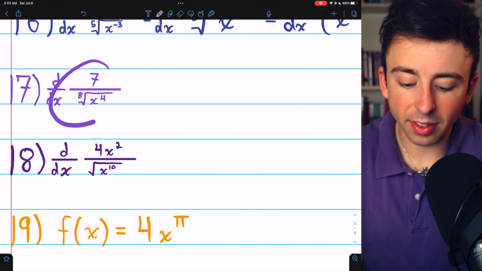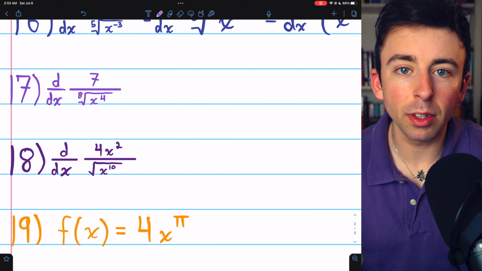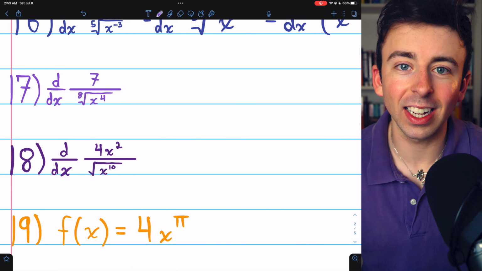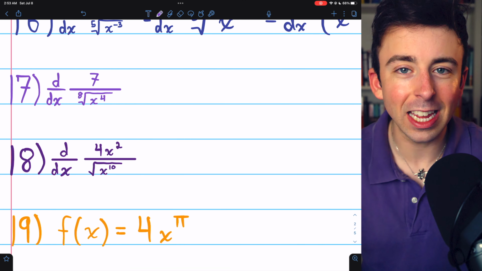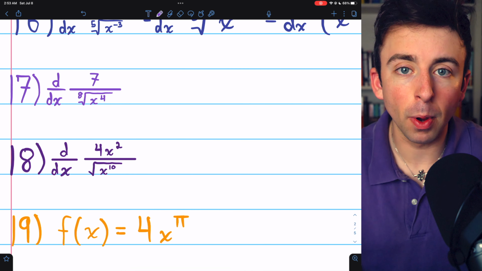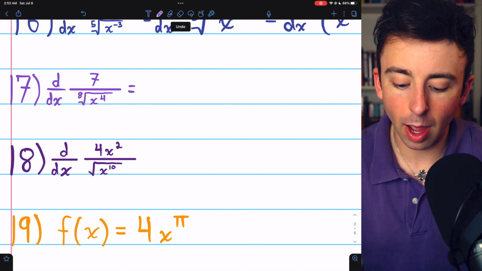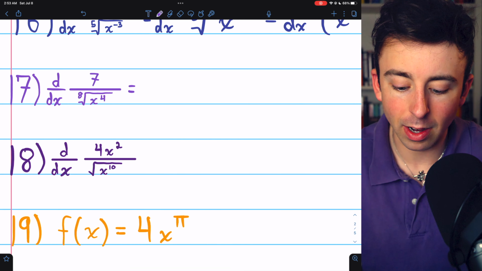Next, the derivative of 7 over the 8th root of x to the 4th. The 7's just going to hang out this whole time as a factor. It's not going to have a huge impact on things. Just keep that 7 there. So let's rewrite this with an exponent and no fraction. We can move the x to the 4th up to the numerator by flipping the sign of the exponent.